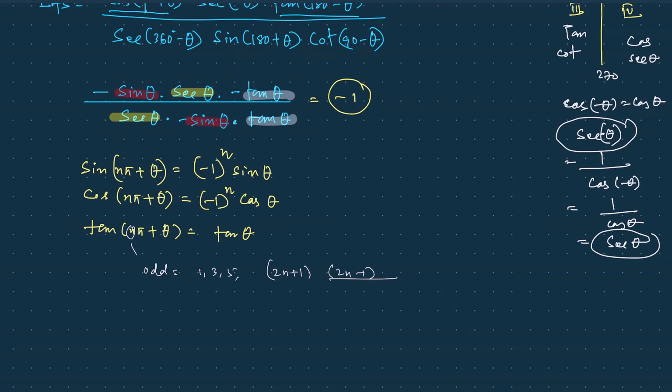So tan of n pi plus theta is equal to tan theta when this n is odd. Understood?